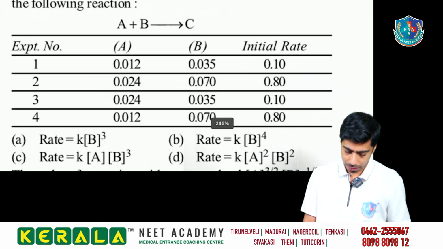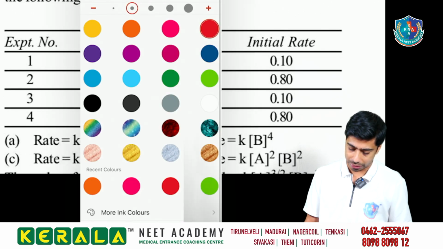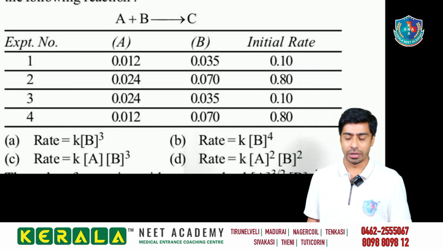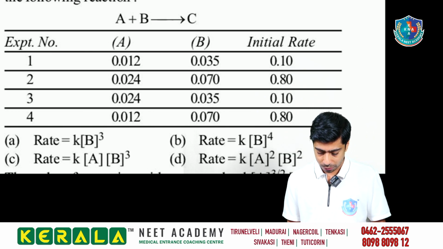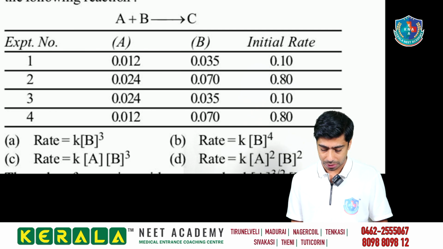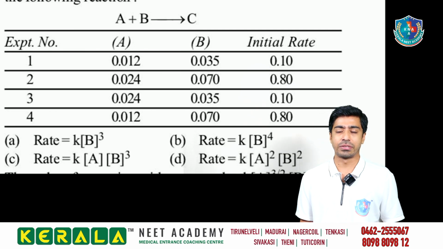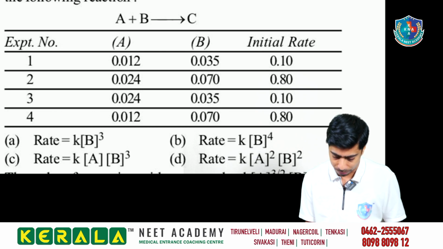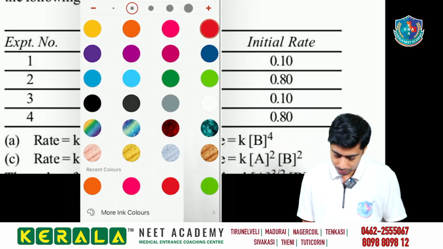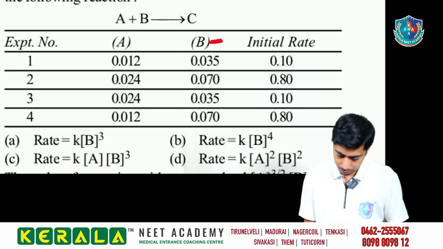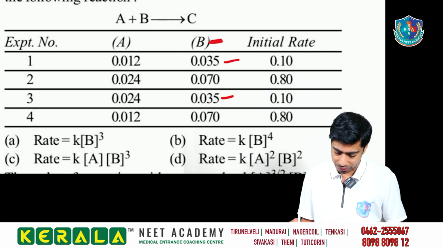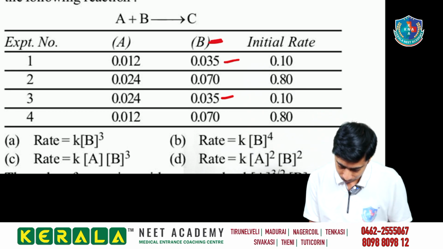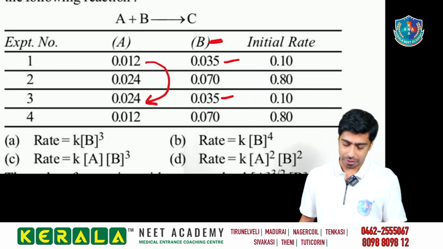Then next one. This is also a question related to calculating the rate equation. We have done a similar question in the previous case also. So here what we have to do is compare the two experiments which have the same concentration value. Now let me take the case of A. In case of A, 0.035 and 0.035 have the same value, and the concentration of A is doubled.